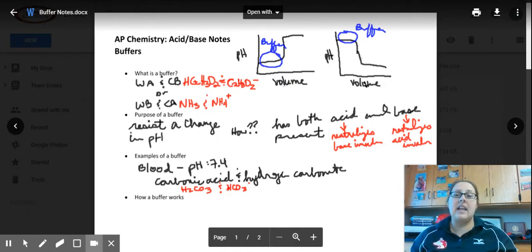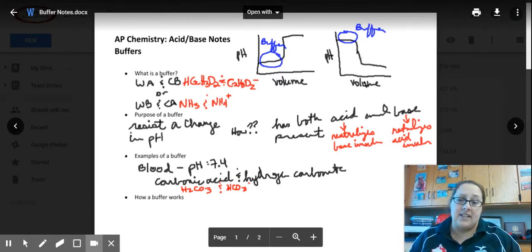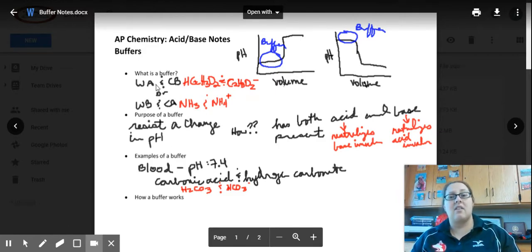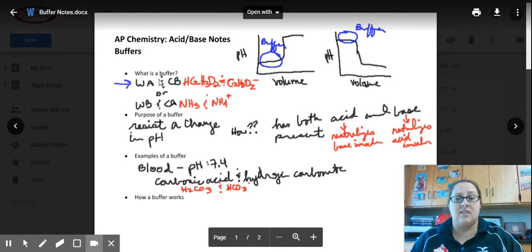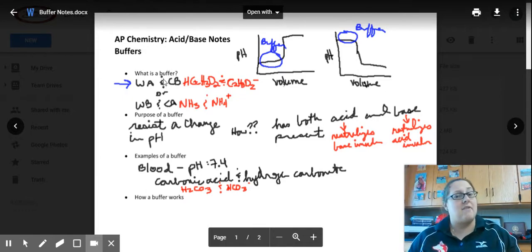So we've labeled that and talked about the buffer region, but now let's get deeper into what a buffer is and how we can figure out the pH there. So first of all, the question is, what is a buffer? Well, a buffer is a combination of a weak acid or base and its conjugate. So it can be a combination of a weak acid with its conjugate base. Both have to be present there in order to have a buffer.